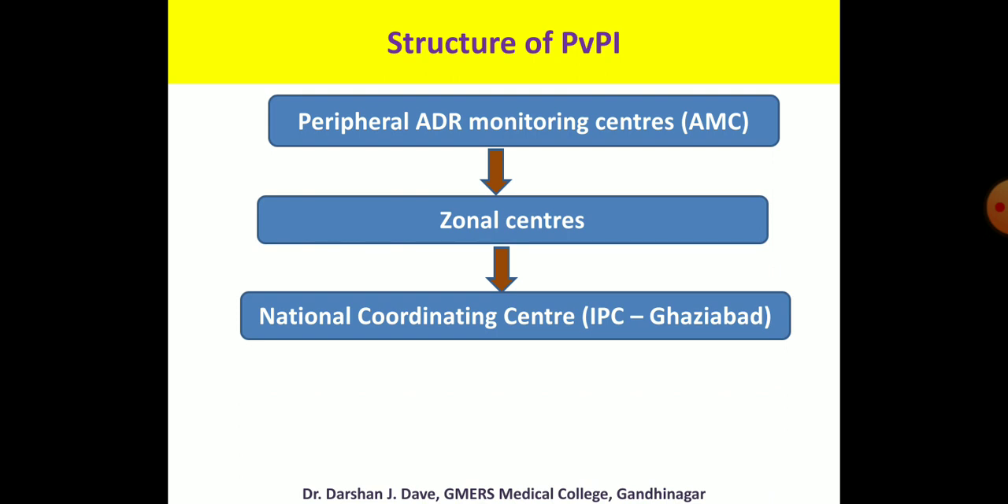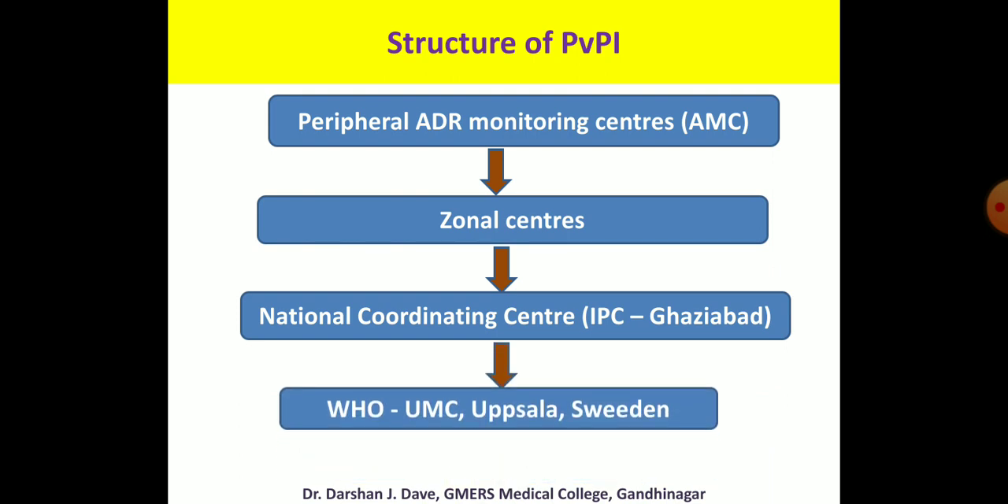This center will collect all the suspected adverse drug reaction reporting forms and the data, analyze the data, do the causality assessment, then come to some inference, and then submit this inference or data to the WHO Uppsala Monitoring Center. At the same time, the function of the National Coordinating Center is to come to some conclusion.